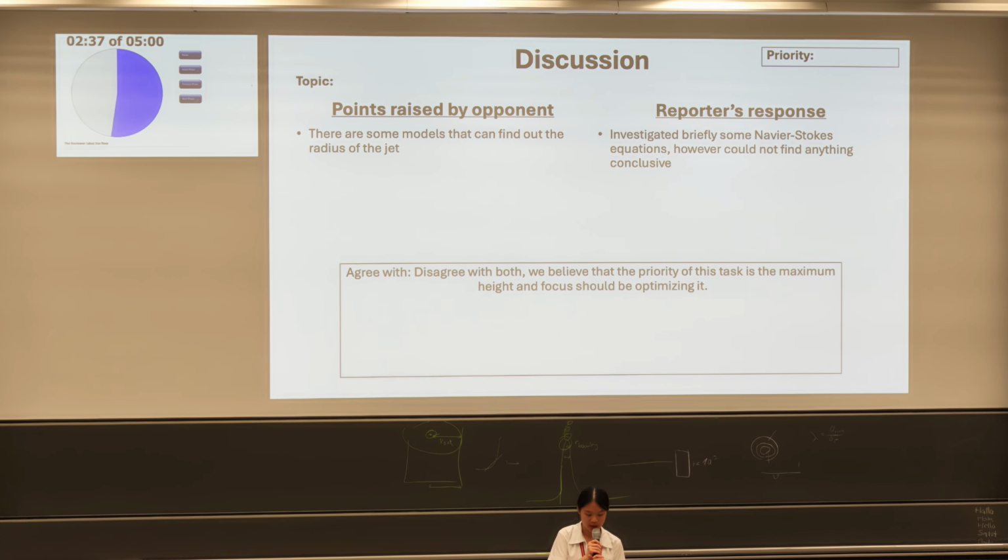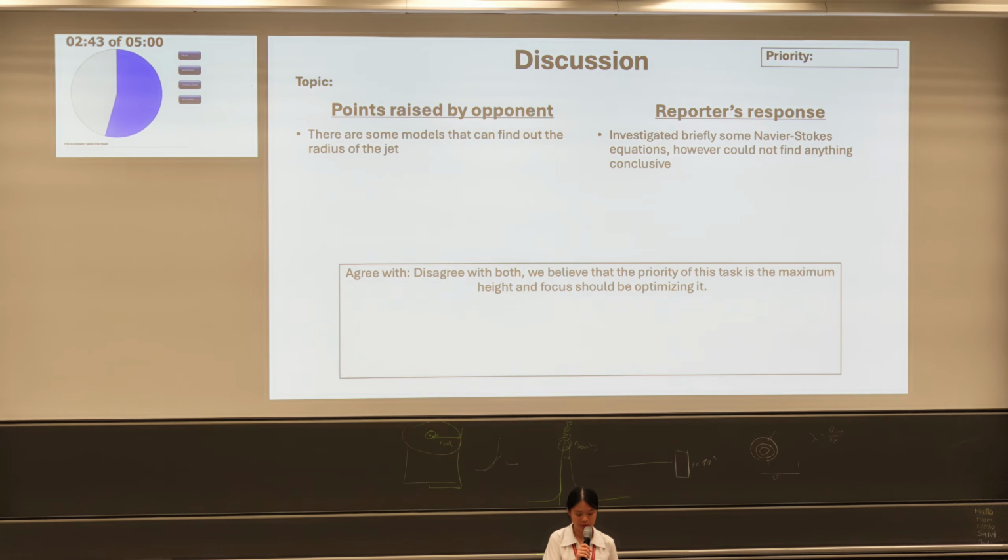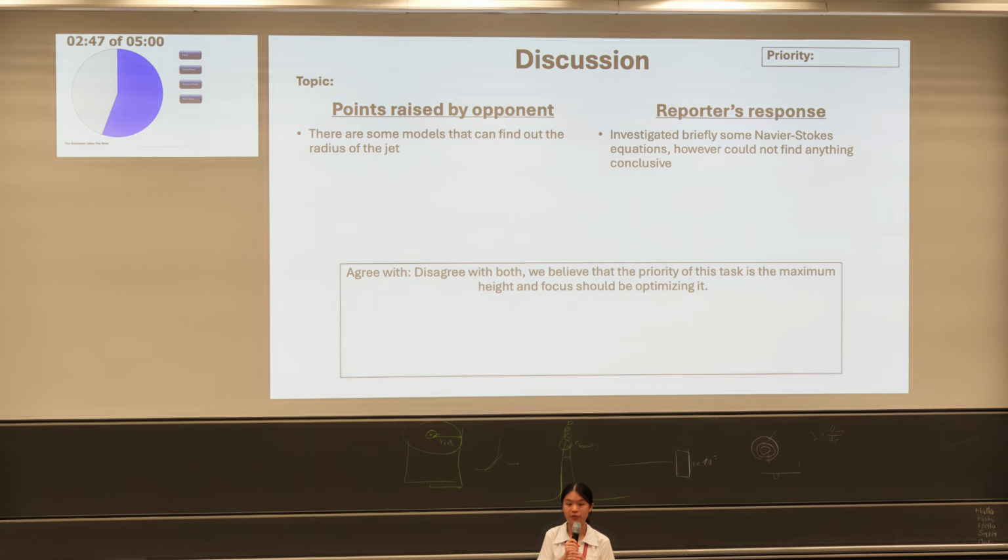The next topic raised was there are some models that can find out the radius of the jet. The reporter's response was they investigated briefly with some equation. However, they could not find anything conclusive. We actually disagree with both in this situation. We believe that the priority of this task is the maximum height, and the focus should be optimizing it rather than focusing on the radius of the jet.